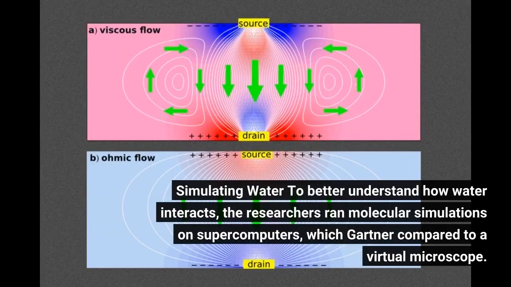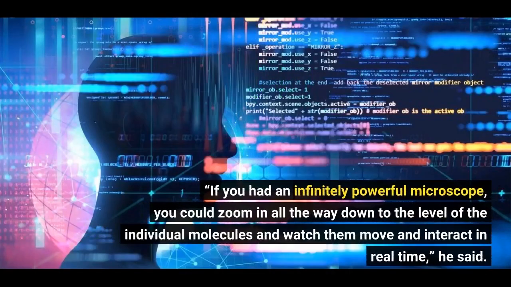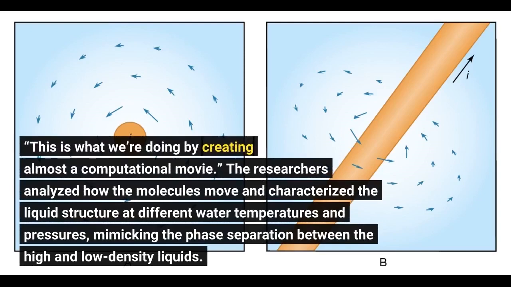Simulating water to better understand how water interacts, the researchers ran molecular simulations on supercomputers, which Gartner compared to a virtual microscope. If you had an infinitely powerful microscope, you could zoom in all the way down to the level of the individual molecules and watch them move and interact in real time, he said. This is what we're doing by creating almost a computational movie.